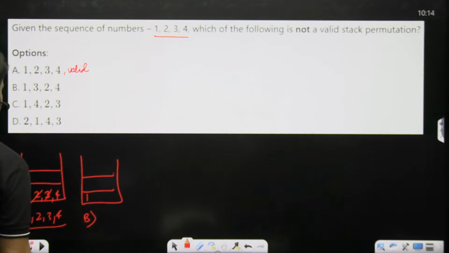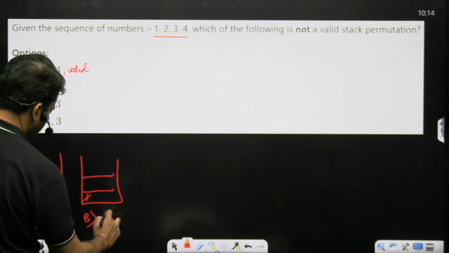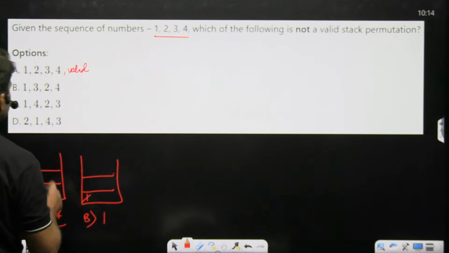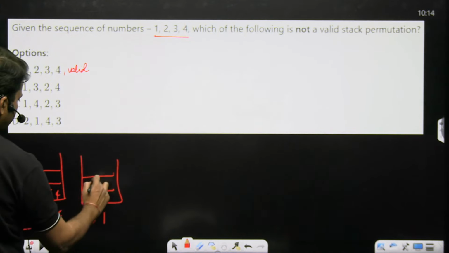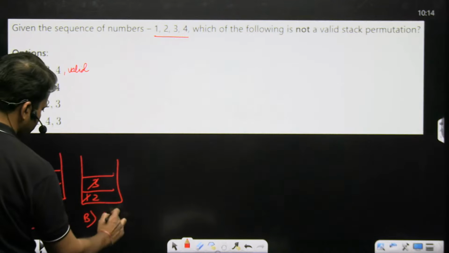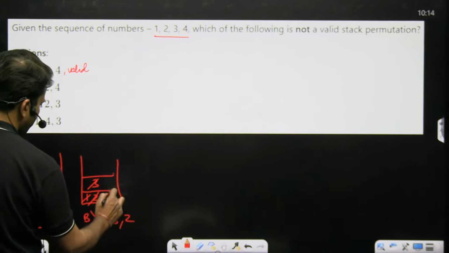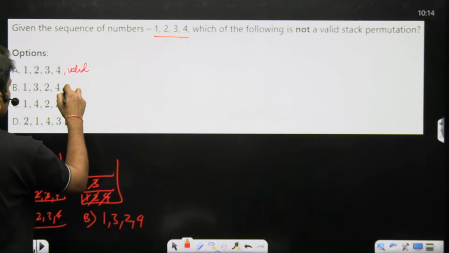Push 1 here and pop 1. So the first pop is 1. And then push 2 and then push 3. Then pop 3, and then pop 2, and then push 4 and then pop 4. So this sequence is also valid.